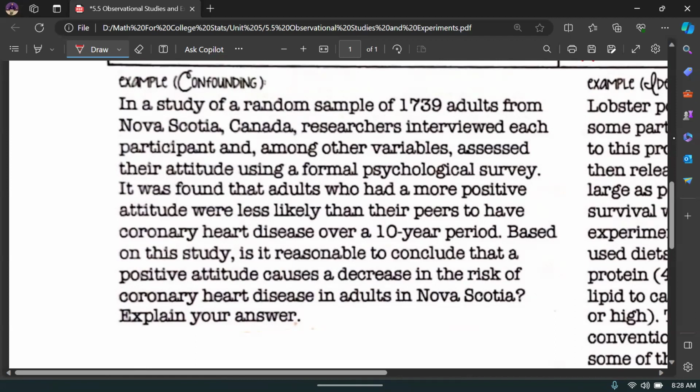Explain your answer. So basically, they measured people psychologically and said, hey, here's this group of people who have a very positive attitude. And then 10 years down the line, they realized that that group of people were less likely to have heart disease. So their conclusion is, oh, these people with a positive attitude have lower risk of getting heart disease. So the positive attitude must be the reason why they don't have heart disease. And that's not entirely true, right? There might be something else going on that might be the real reason why they don't have heart disease.